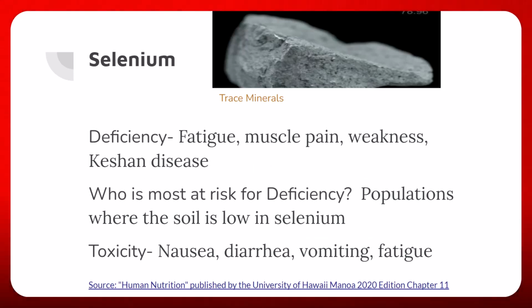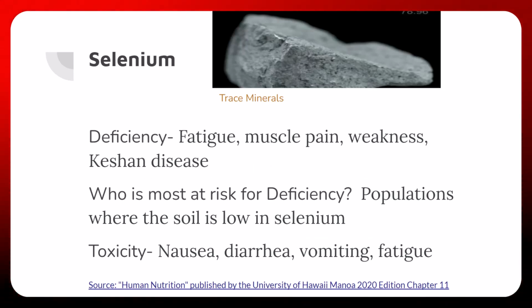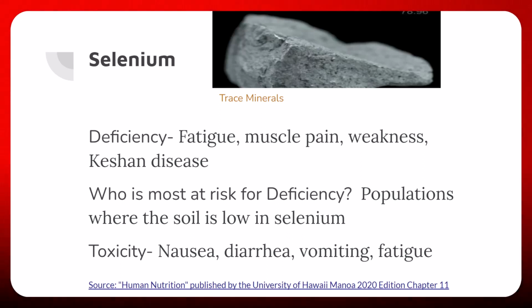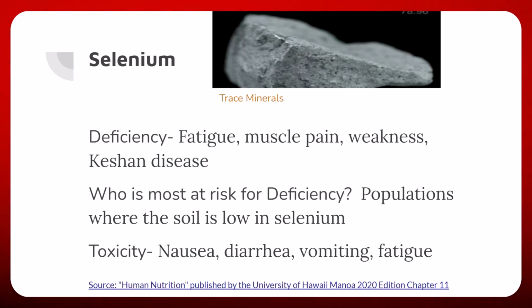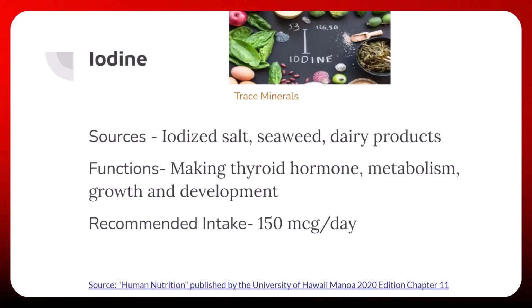A deficiency would look like fatigue, muscle pain, weakness, and a disease called Keshan disease. Who is most at risk for this deficiency? Populations that live where the soil is low in selenium, because if they live where the soil is low in selenium, they're less likely to be able to get enough of it. Toxicity includes nausea, diarrhea, vomiting, and fatigue.